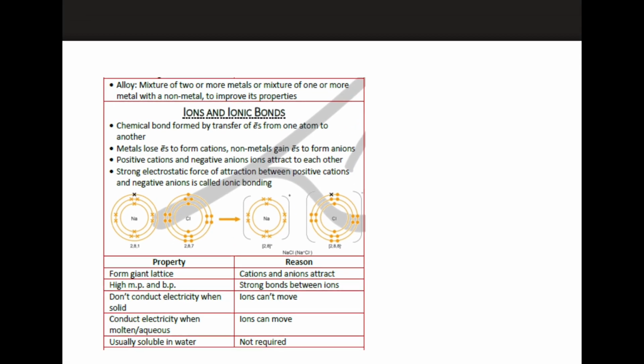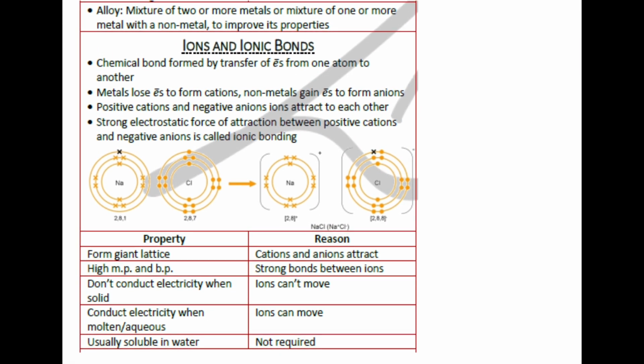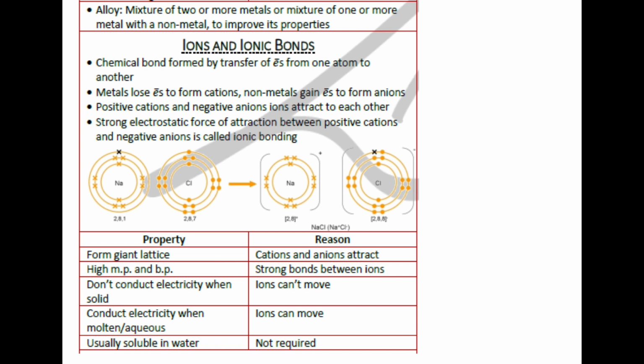Okay, over here, ions and ionic bonds. So from here we understand something. The word ionic, you can see ion there. So ions form ionic bonds. Ions form ionic bonds. I already gave one example just now.